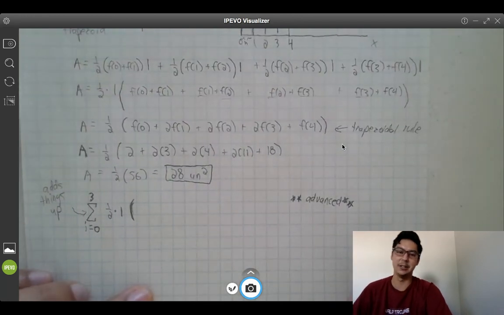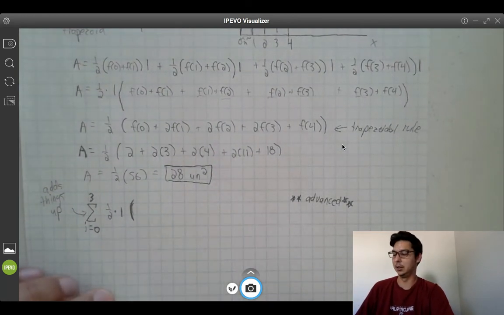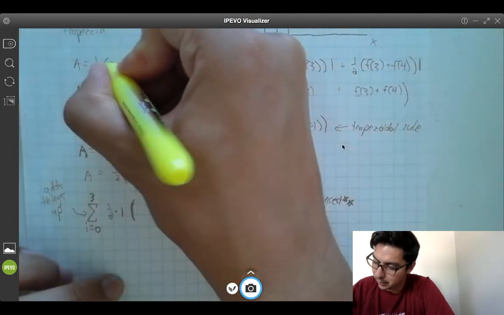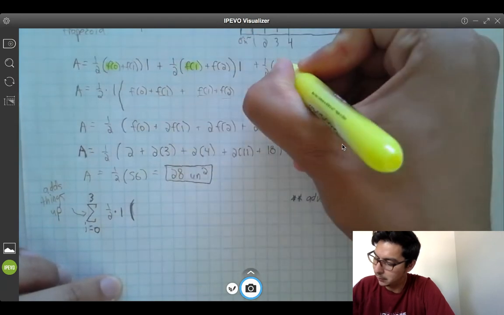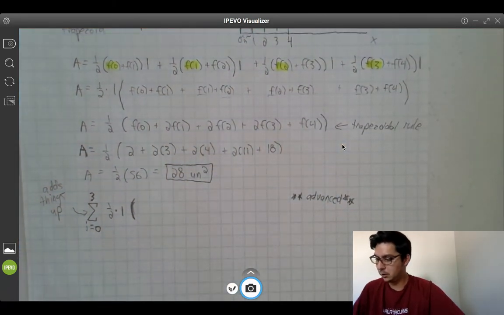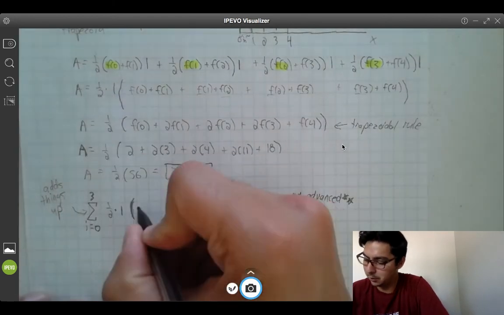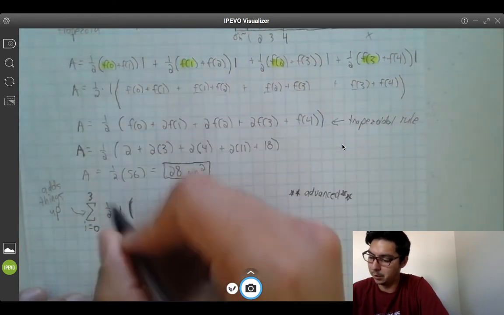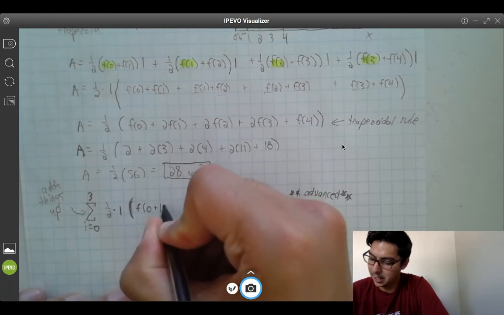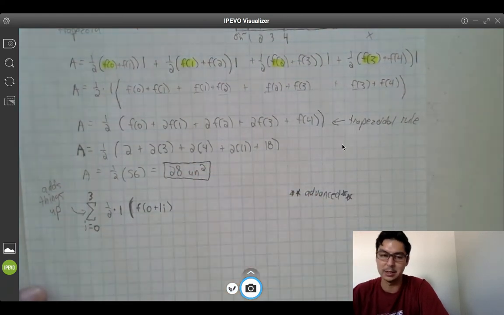Not necessary, but this is a little advanced for writing summation of trapezoidal right away. But if I just look at the first values, f of 0, f of 1, f of 2, f of 3, notice that it starts at 0 and it has a rate of change of 1. So we could write that as a linear equation of 0 plus 1i. And I'm using i because that's my index there.